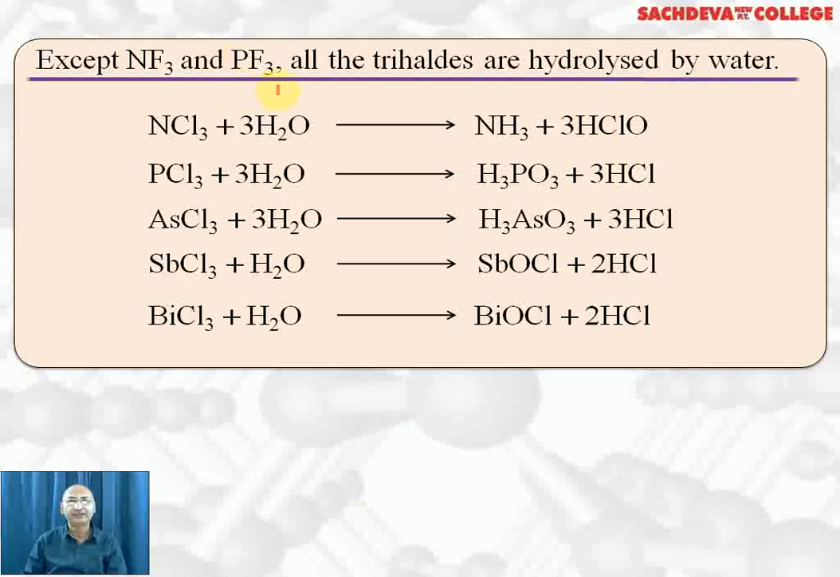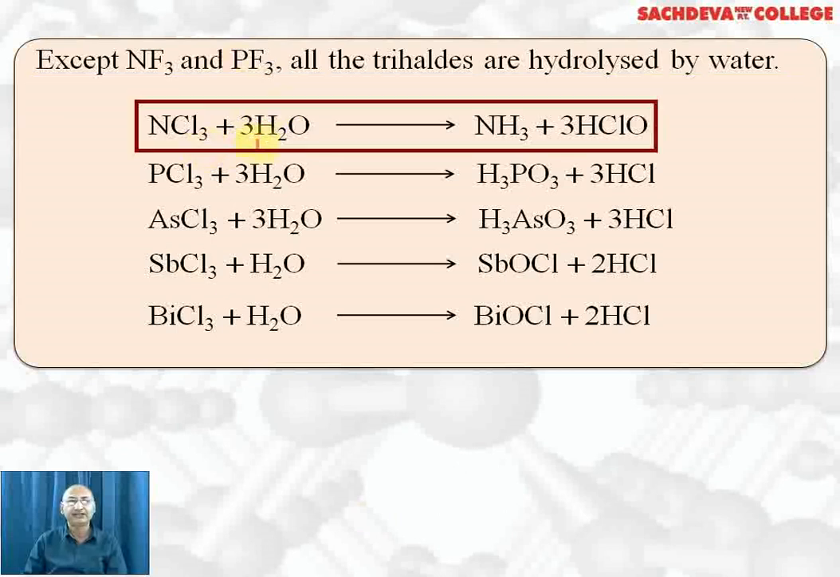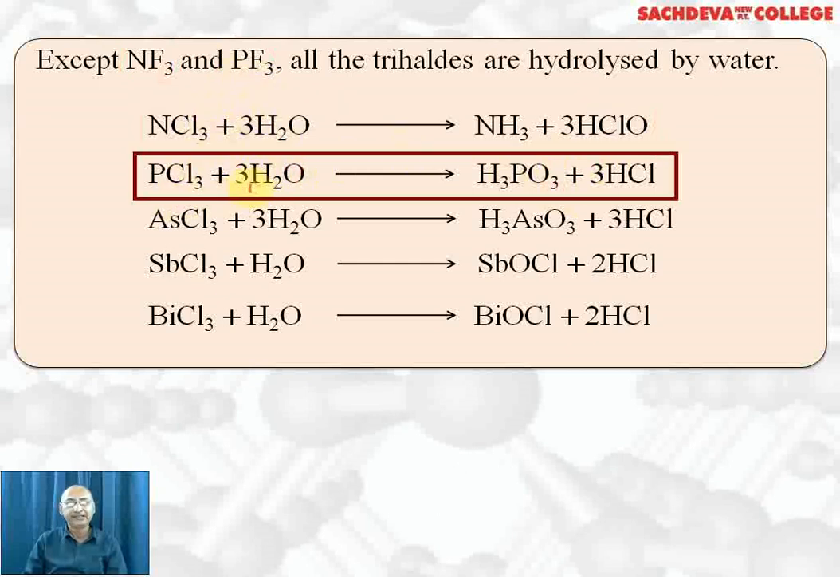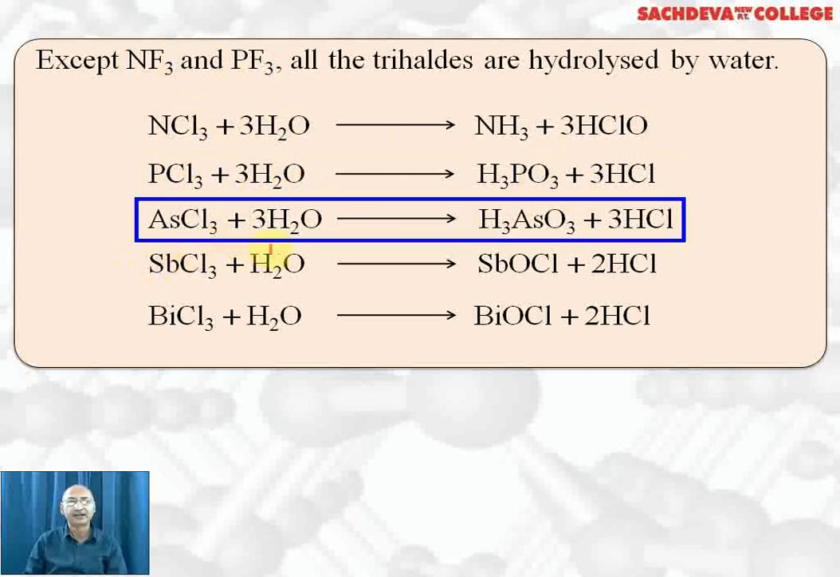Except NF3 and PF3, all the trihalides are hydrolyzed by water and the products of hydrolysis are different. NCl3 on hydrolysis gives ammonia and hypochlorous acid. NF3 cannot be hydrolyzed because HF is not stable. PF3 also cannot be hydrolyzed because HF cannot be formed here. PCl3 can be hydrolyzed to get phosphorous acid, H3PO3, and HCl. Arsenic chloride reacts in the same manner to form arsenous acid and hydrogen chloride.